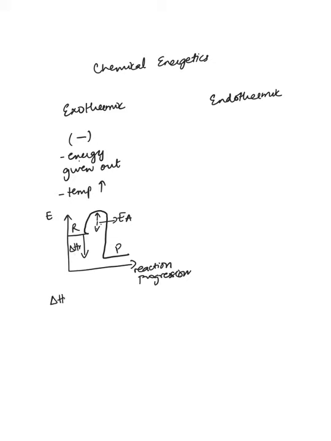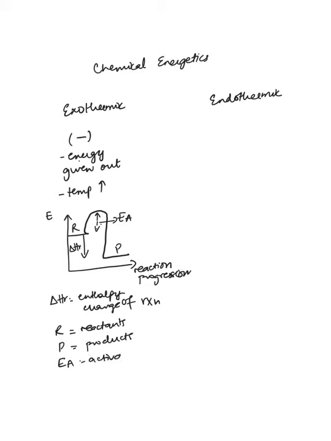So you know delta HR stands for the enthalpy change of reaction, and R stands for the reactants. The P here stands for the products, and the EA stands for the activation energy, which is the minimum energy required to start the reaction.